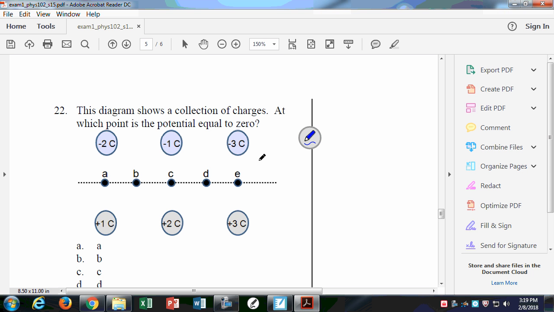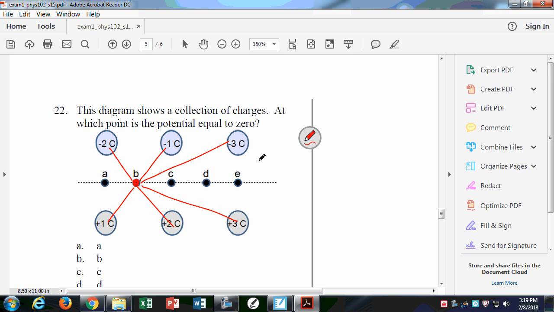Does anybody want to take a gander? B is right. B is the only place on this line. The one we did in class, I think, the entire line had a potential equal to 0. But here, B is equal to 0, only B, because at B, I got equidistances between these 2 points, so the potentials of those charges cancel out, and these 2 points.